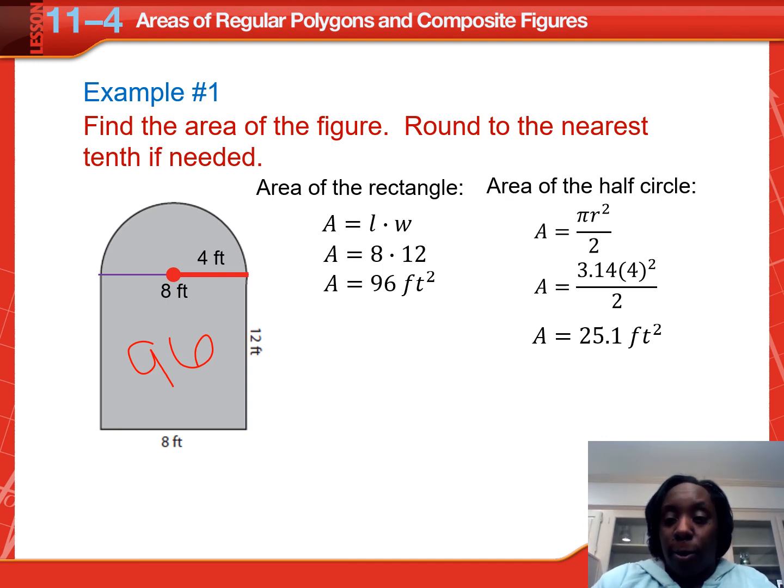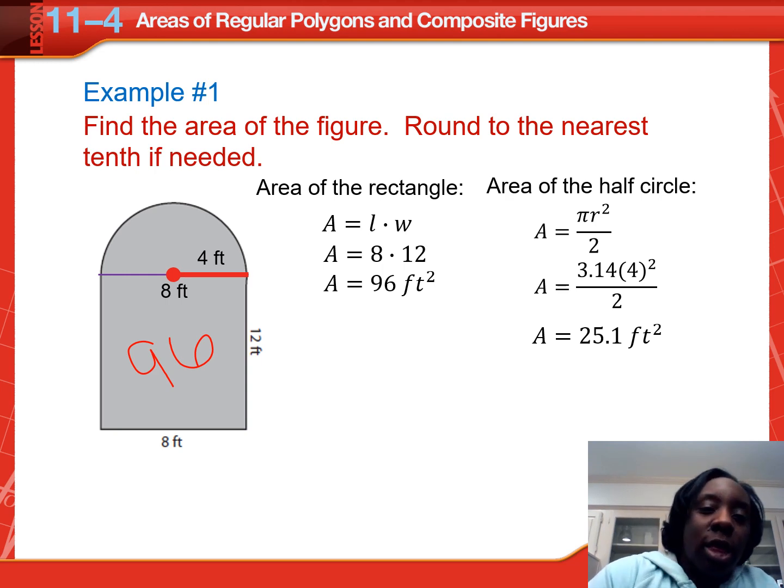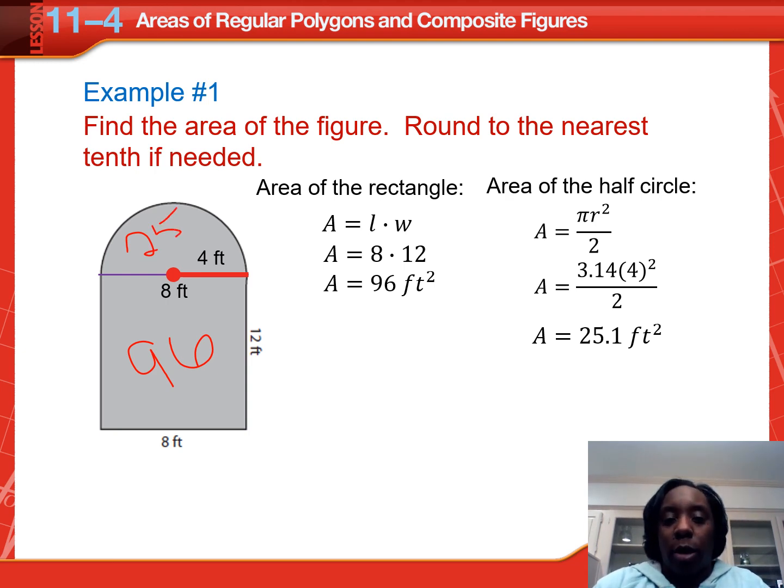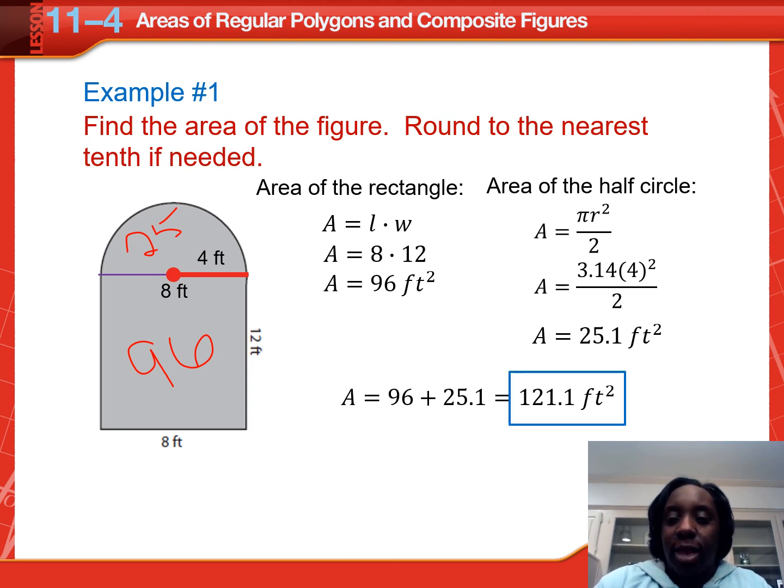I'm going to use 3.14 for pi because that's easier. So 3.14 times 4 to the second power divided by 2. Then I'm just going to drop that in the calculator. I'm going to round to the nearest tenth, which is the first decimal place, and I get 25.1 feet. So it's about 25 feet squared. So what I'm going to do, the last step, is just to add them both together. And then that is my answer. And that's how you do composite figures.